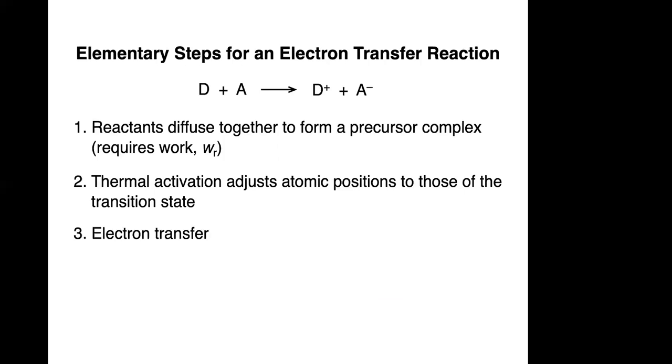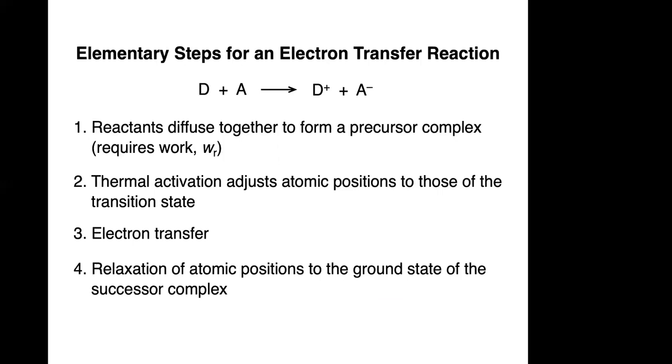Right. So the third step would be at that transition state geometry, the electron transfer suddenly occurs. And after that, you can relax to the ground state of the products. So they're still next to each other in this successor complex. You haven't moved any nuclei during the electron transfer. In step 4, now the nuclei will respond to the electron moving from one metal center to the other and relax into their ground state geometry. And then finally, the products will diffuse apart, and that can have some work associated with it.